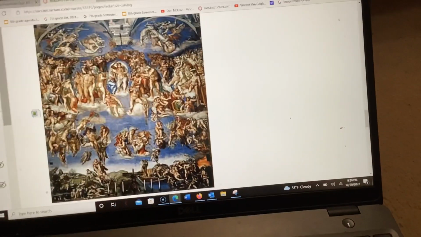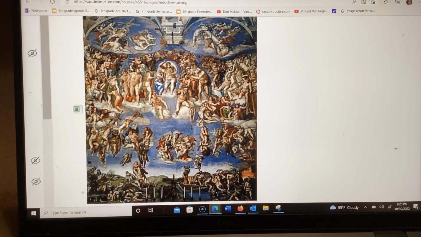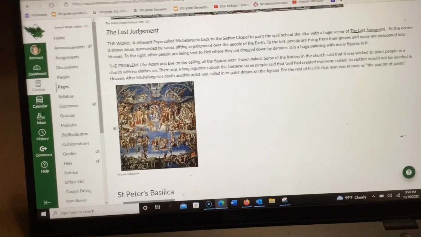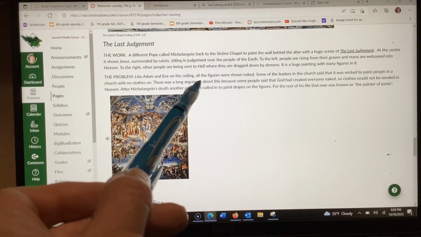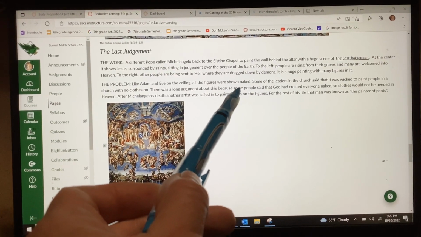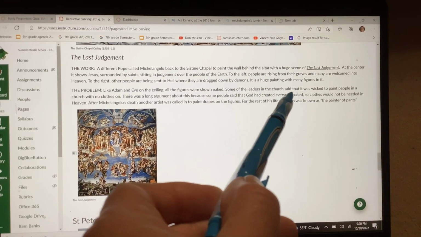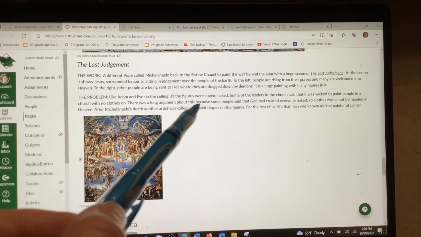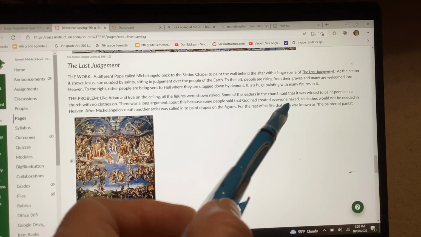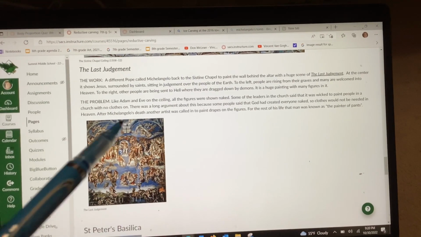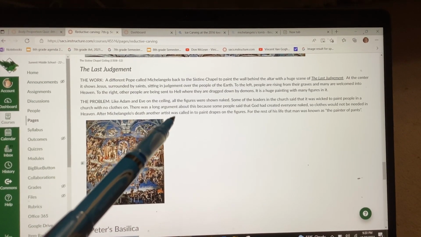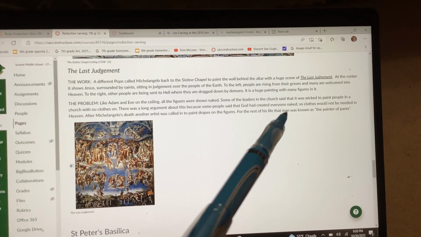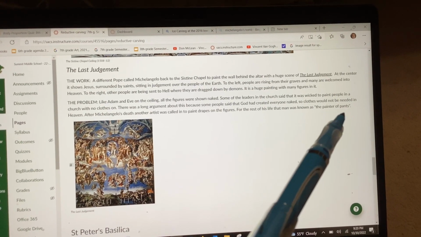So I'm going to zoom in here, and I would encourage you to look at it for a minute. The problem, though, like Adam and Eve on the ceiling, all of the figures were shown naked. Some of the leaders in the church said that it was wicked to paint people in the church with no clothes on. There was a long argument about this because people said that God had created everyone naked, so clothes were not needed in heaven. After Michelangelo's death, another artist was called in to paint drapes over the figures, and for the rest of his life, that man was known as the painter of pants.